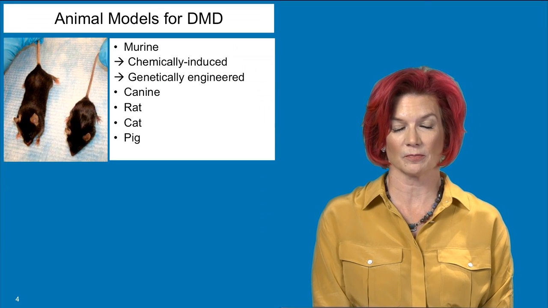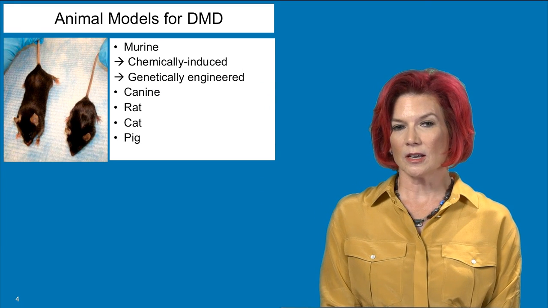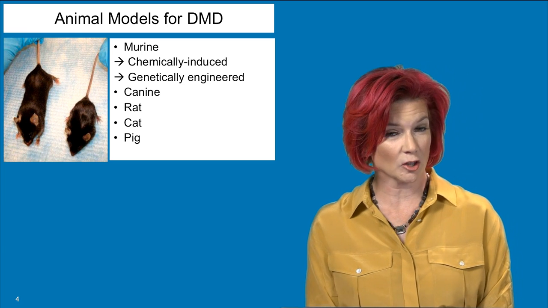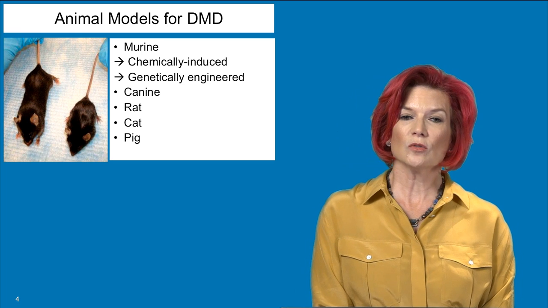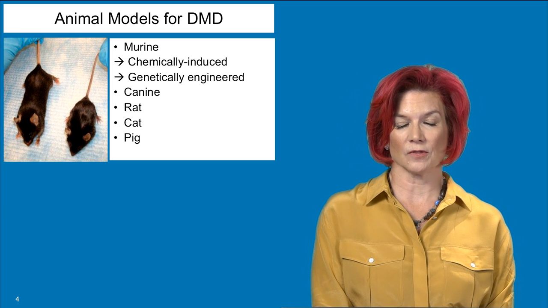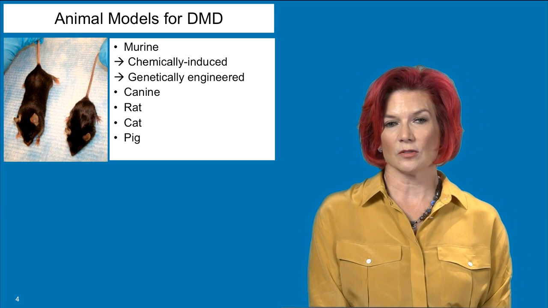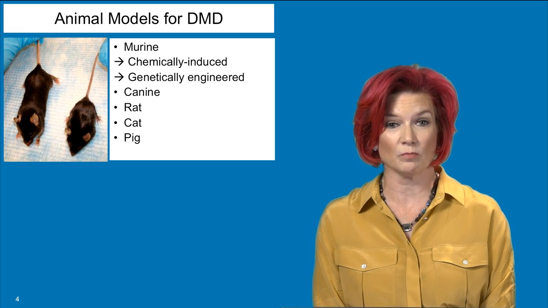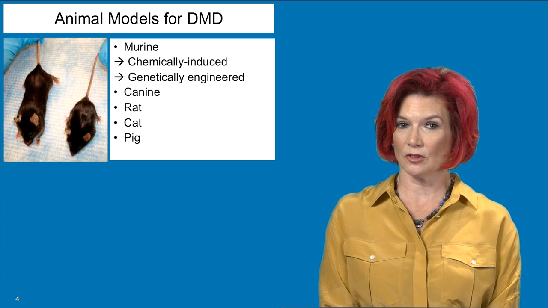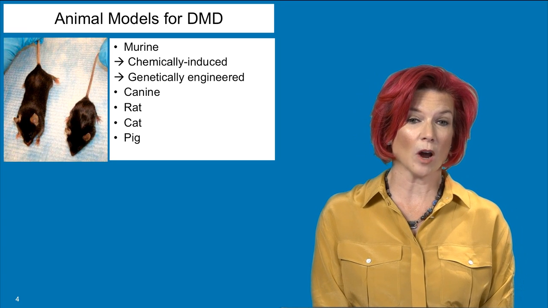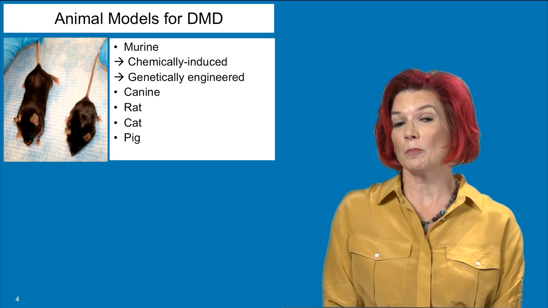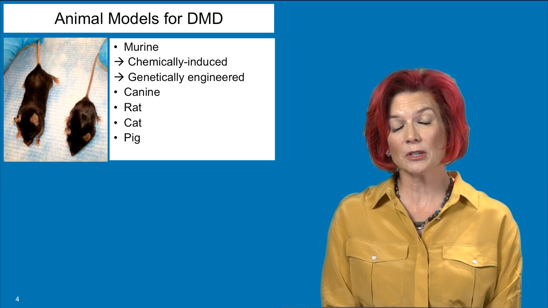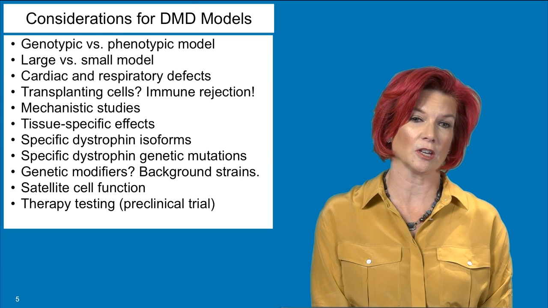So most scientists, though, when investigating therapies or drugs or the molecular mechanism of disease, choose an animal model for Duchenne muscular dystrophy. And there are several different animal models. Of course, there are many different lines of chemically and genetically engineered mice that mimic Duchenne muscular dystrophy. There are canine models, rat models. There's even a feline and a pig model for Duchenne muscular dystrophy. So we're going to go over today some of the more commonly used models.